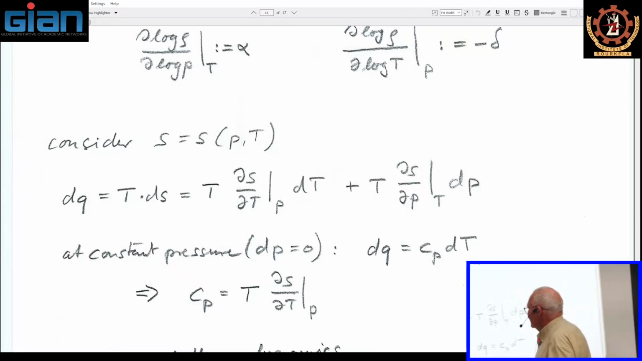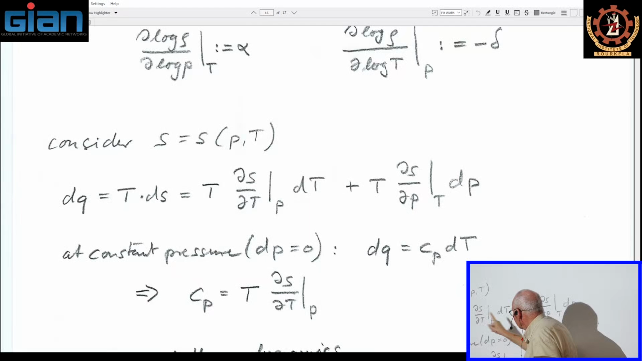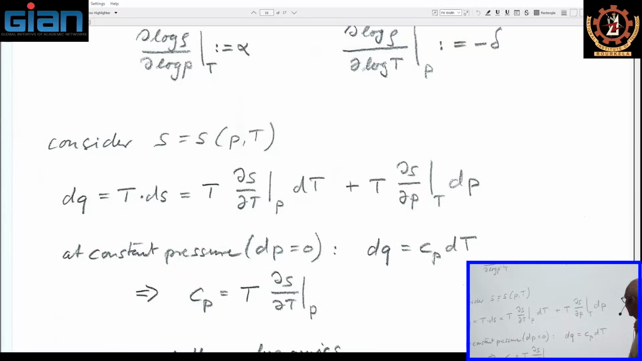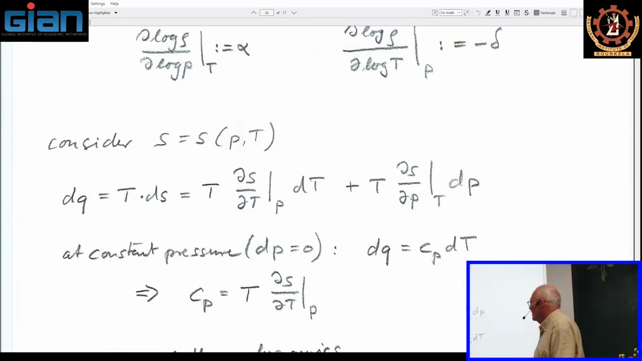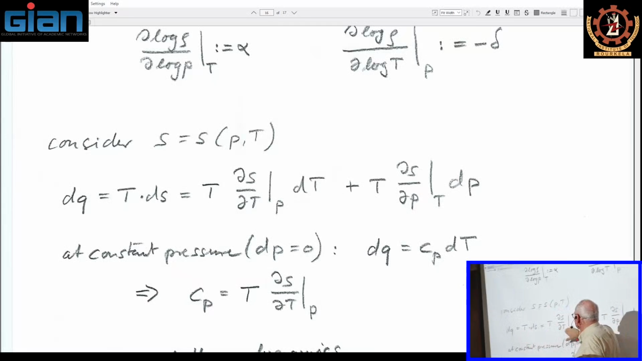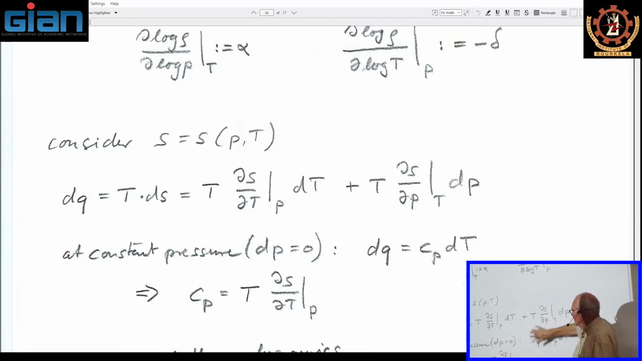So we say ds is (ds/dt) at constant pressure dt, plus, of course, (ds/dp) at constant temperature dp. Okay, if we now consider heat transfer to our mass element at constant pressure, that means dp is 0. So we have dq equal to T times (ds/dt) at constant pressure dt. dp = 0 means this term is 0, constant pressure.